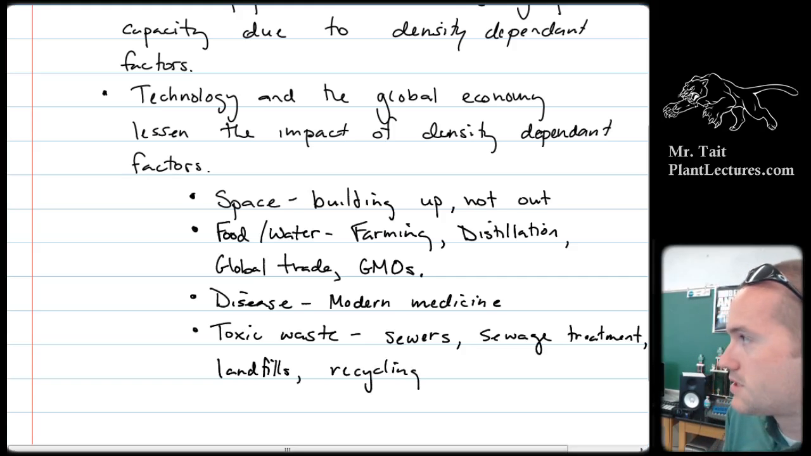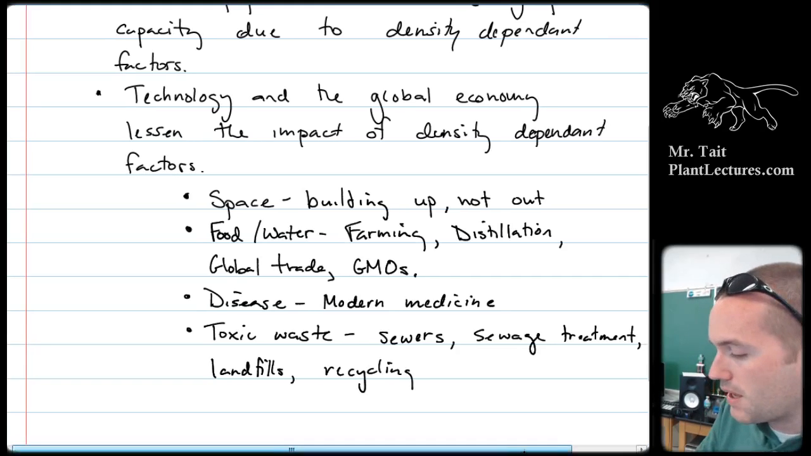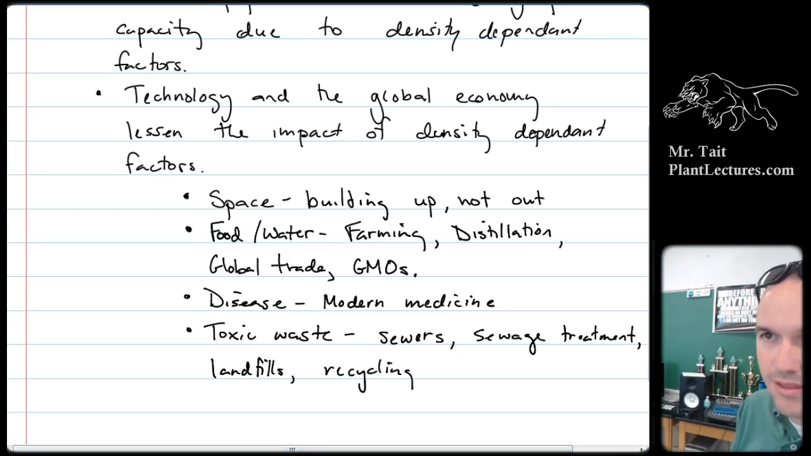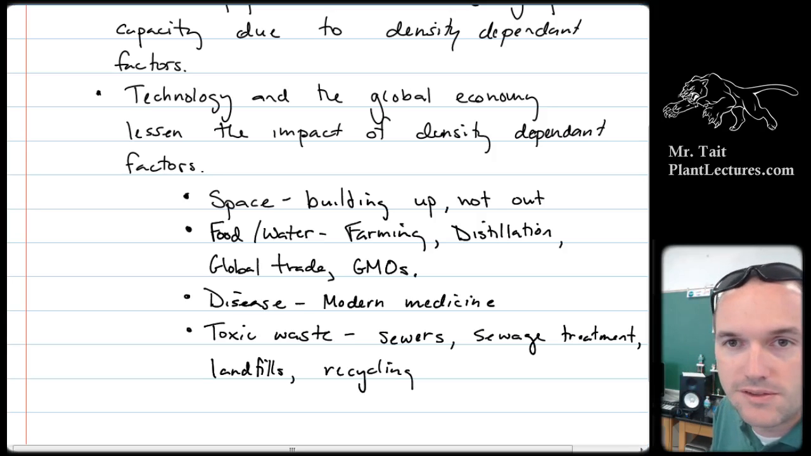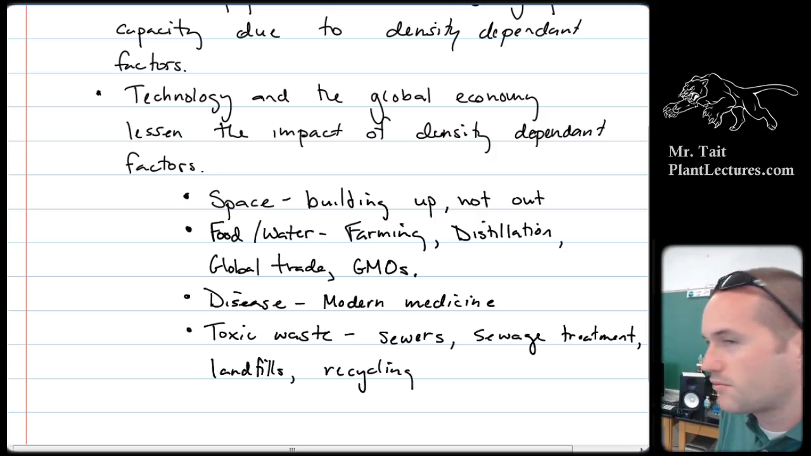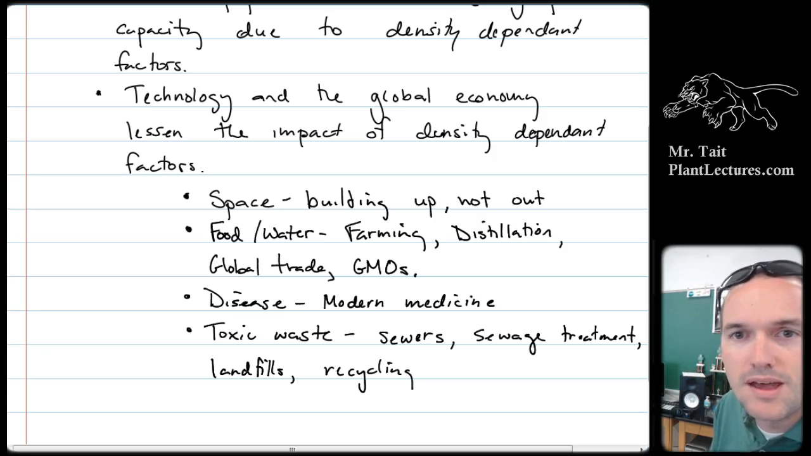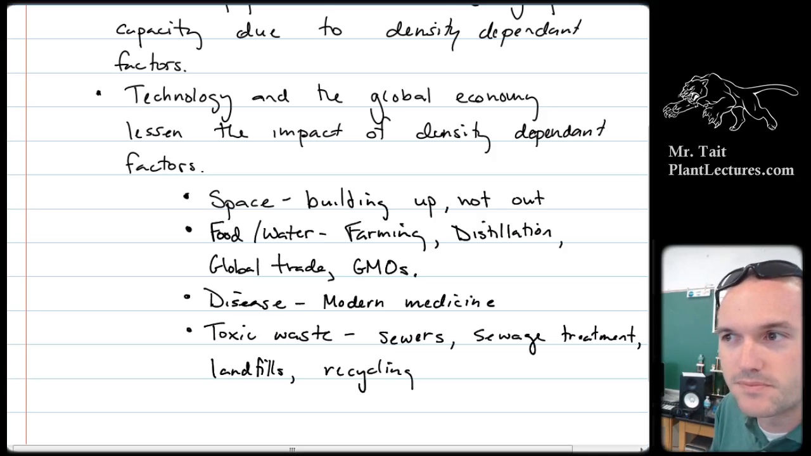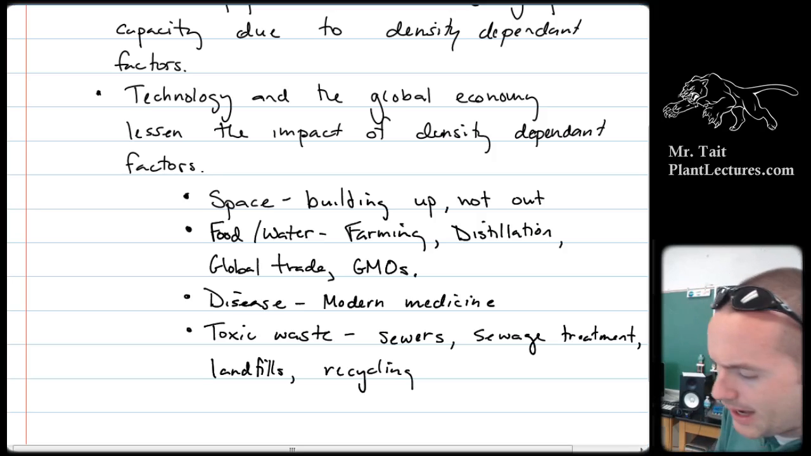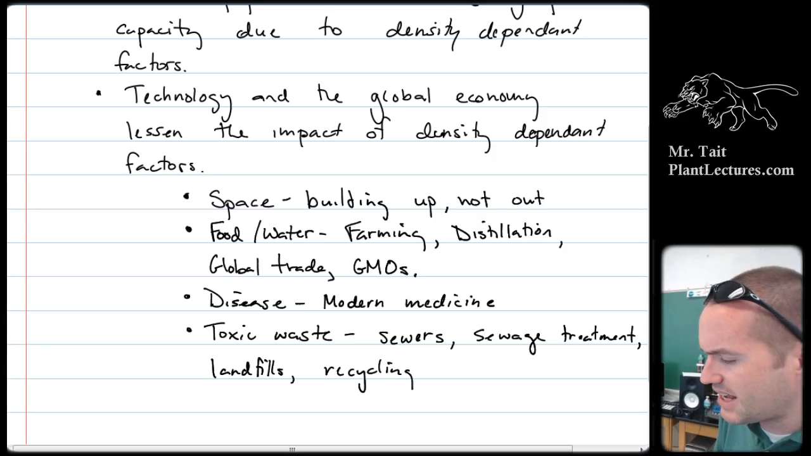All those things have a really big impact on the fact that we can produce all this waste and it doesn't kill us, right? If we still had sewage flowing through the streets, we'd have a lot more disease, and that disease would probably kill us and control our population, but we don't do that. We have the sewage other places where we don't see it, right? So that kind of negates all those density-dependent factors that would normally give us carrying capacity.